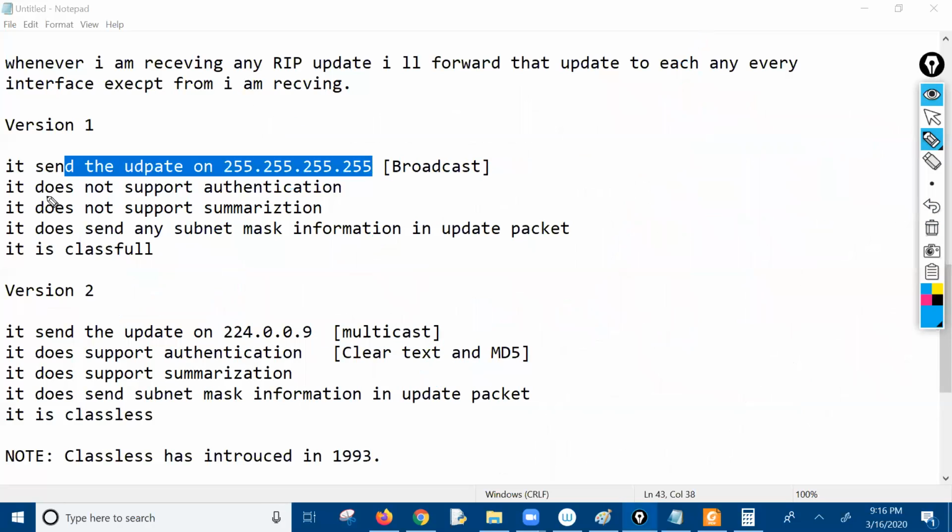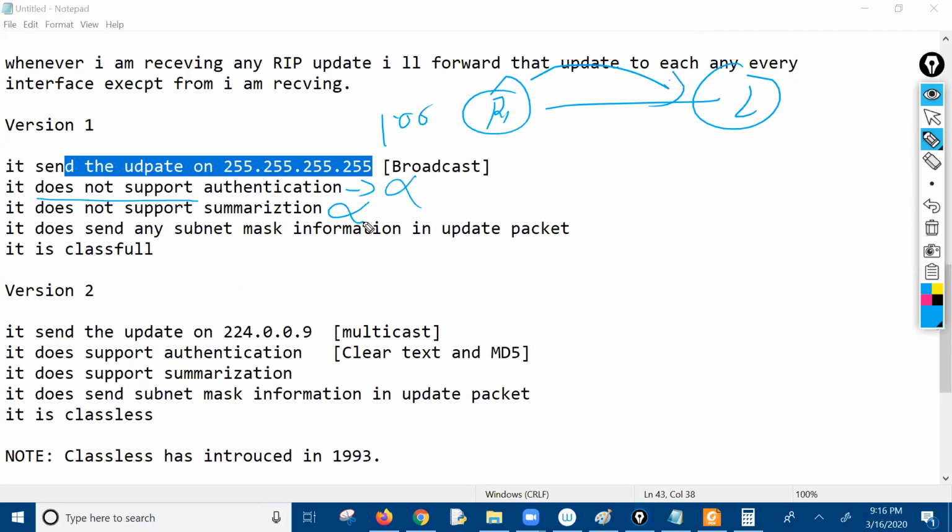Then after that, RIP version 1 does not support authentication. Guys, how can I believe this guy? Is this a genuine guy or not? Maybe this is a fraud, maybe this is a hacker. If I'm going to share this information with R2, how can I believe this guy is genuine or not? So authentication is just authenticating the user: is this user correct or not? That is the meaning of authentication. Version 1 does not support authentication.